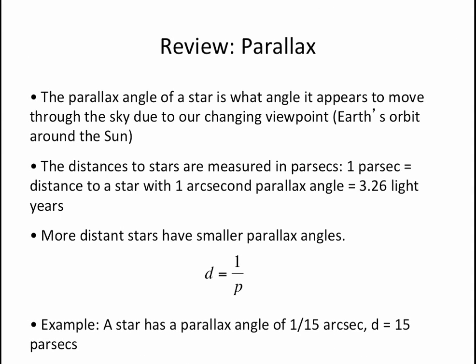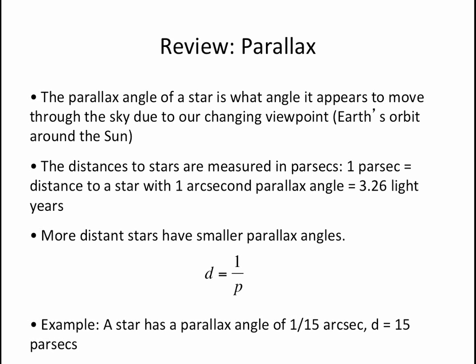So let's review what we've learned. The parallax angle is the angle that a star appears to move due to our changing viewpoint. Our changing viewpoint is the Earth orbiting around the Sun. So we get a different angle toward a star, and if we can measure the angle that the star appears to move, we can get the distance to that star. We measure the distances to stars using something called parsecs, where 1 parsec is the distance at which a star would have a parallax angle of 1 arcsecond, and that distance works out to about 3.26 light years.